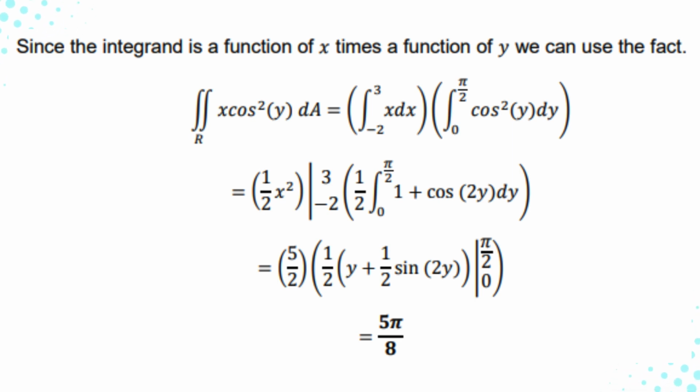Then, we integrate: the integral of 1 is y, and the integral of cosine 2y is 1 half sine 2y. Evaluating the second integral, we get pi over 4. Multiplying the results, 5 halves times pi over 4 is equal to 5 pi over 8.